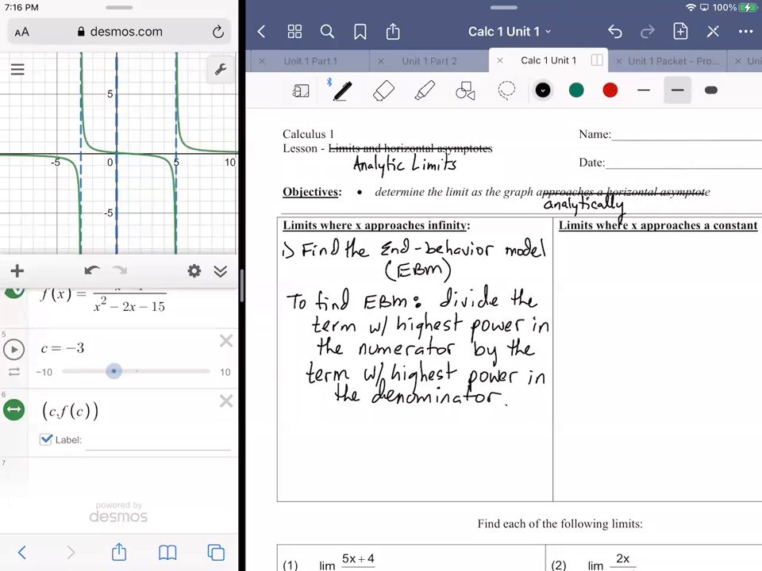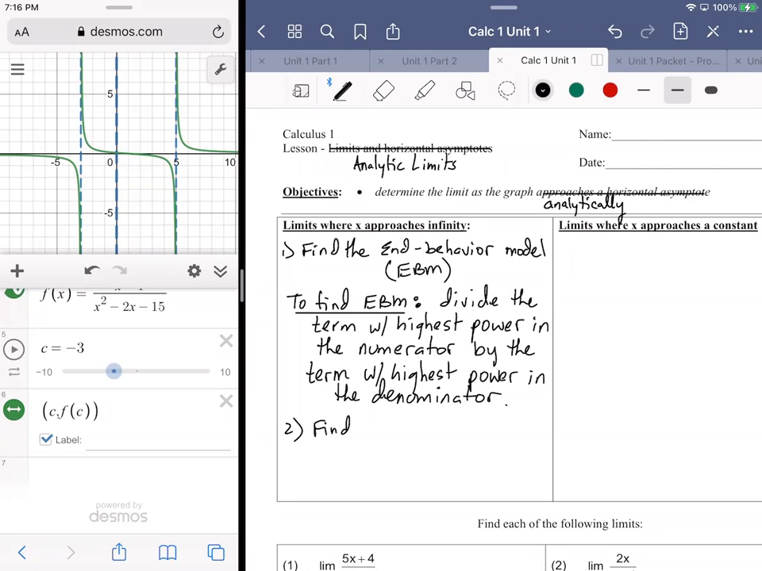All right. This really only works for rational functions and polynomial functions. There is a way of determining end behavior for other types of functions. But bottom line is, if there's no numerator and denominator, then you wouldn't use this technique. It would be pretty obvious. All right.